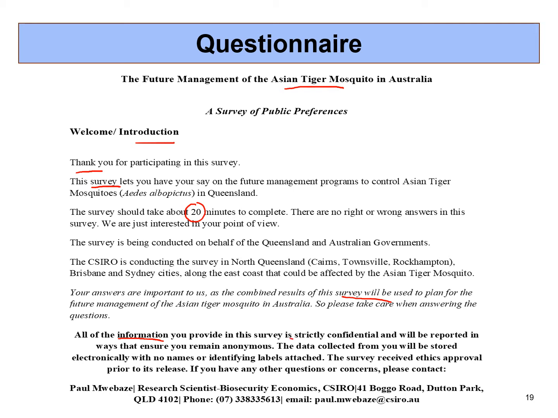Okay, you also have to mention that all the information that you have collected from them will be strictly confidential. And lastly, you have to provide your details so that your respondents can contact you anytime, for example if they have a problem answering your questions.